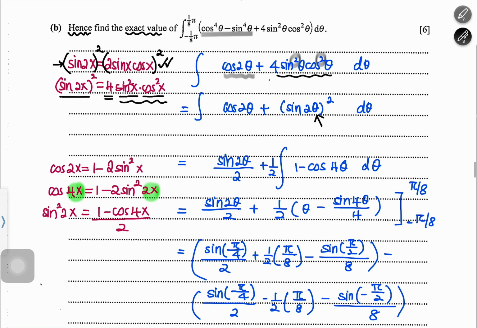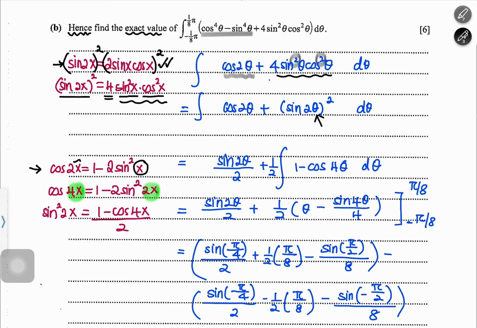Okay, next. Is it ready for integration? No, because it still has a power. So you need to try to remove the power. And how? Again, use your MF19 and you can use cos 2x here, which is equal to 1 minus 2 sine squared x. In your question, you are having 2 theta. But in your formula, it's only an x. Can you see that? It's an x on the right hand side.